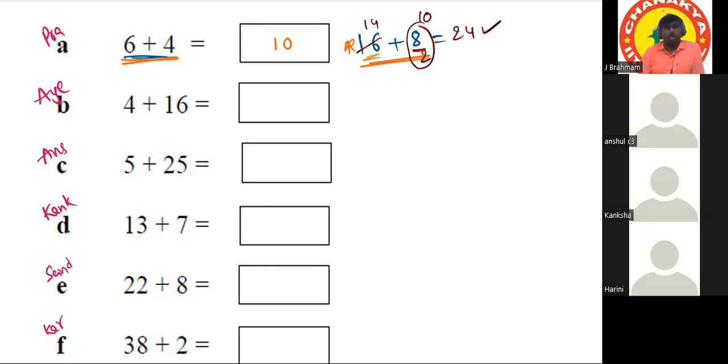Okay, sir. Now explain, Kanksha. Yes, sir. So to complete 7, we need 3. So this 3 will become 10, and 10 plus 10 is equal to 20. Very good. 10 plus 10 becomes 20. Correct. This is the way I want.